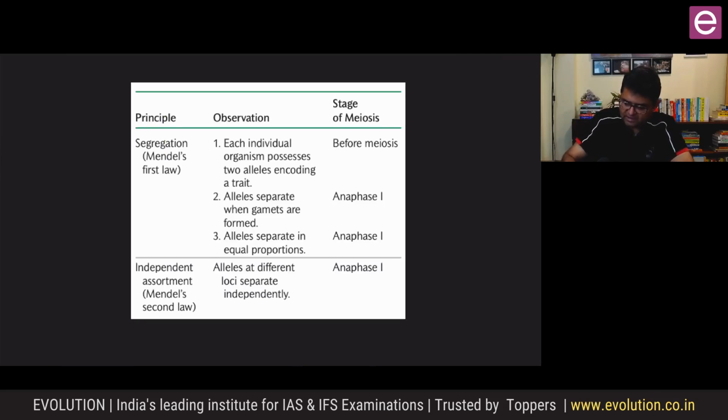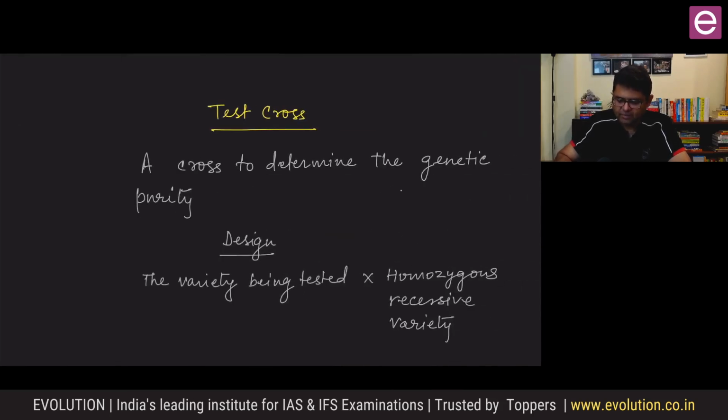segregation is like each individual organism possesses 2 alleles encoding a trait. Alleles separate when gametes are formed. Alleles separate in equal proportion. And independent assortment, alleles at different loci separate independently. And later, when we study cell bio, we will be connecting it with the relevant stage of meiosis. So these are the 2 fundamental laws.